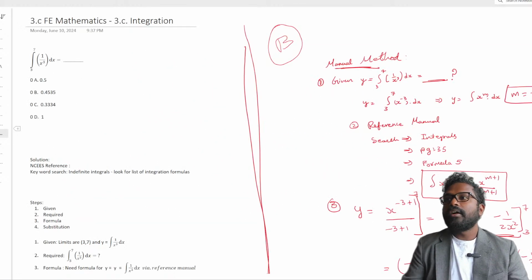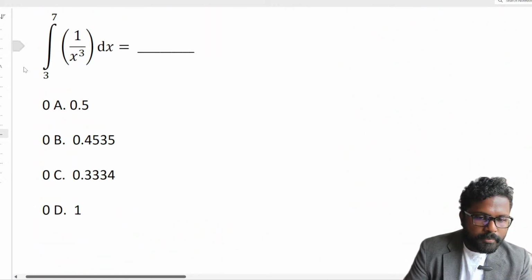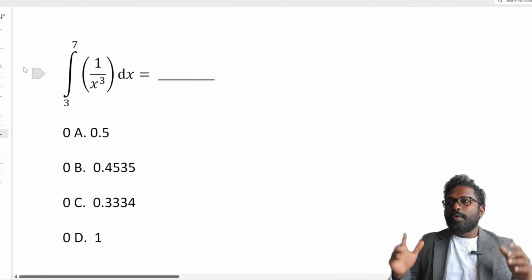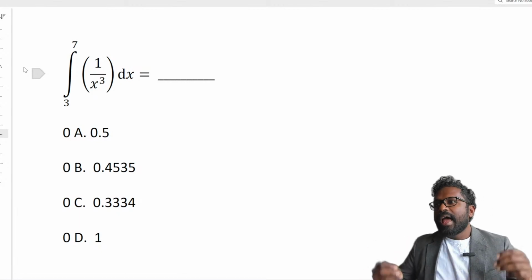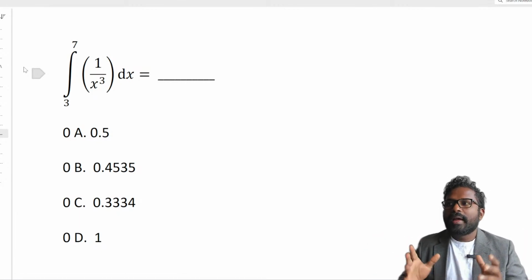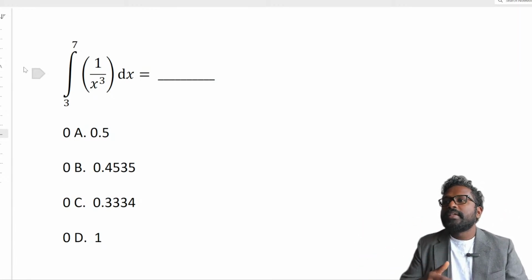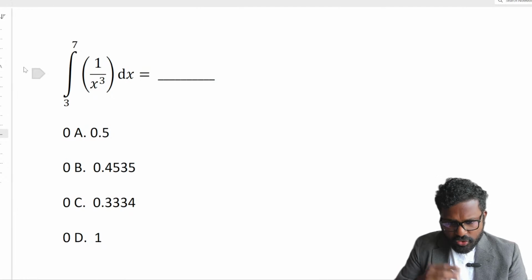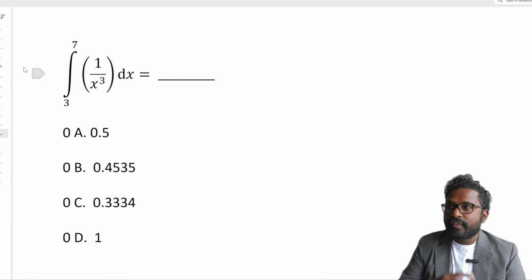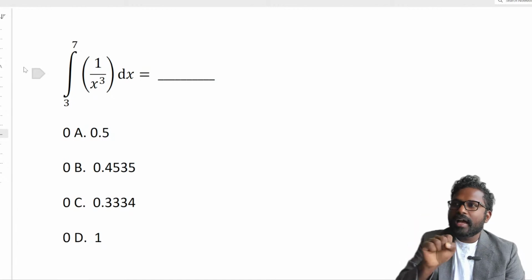Now we will solve the third problem. So in this problem, we have integral with limits, lower limit 3, upper limit 7, and the expression itself is 1 by x cube. That is what we are given. This is one of the most important problems in FE civil mathematics sections. You literally have a very similar format problem in the February 2024 examination. So pay full attention and grasp the concept, guys.